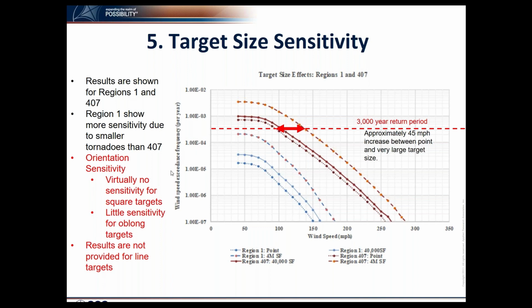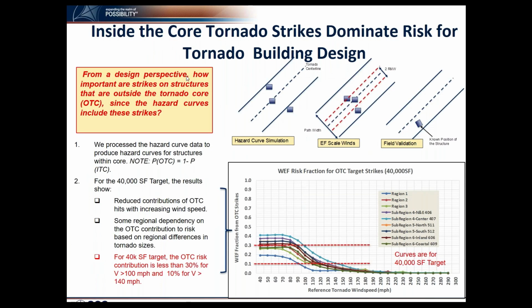We also did sensitivities for the square targets for their orientation. We didn't see any sensitivity, and we found a little sensitivity for the oblong targets where the target's length is way higher than the target width. So we are not showing this for this presentation today. This is one of the important things that you need to keep in mind, because the tornado hazard curves we developed are by positioning the target within the tornado path area.